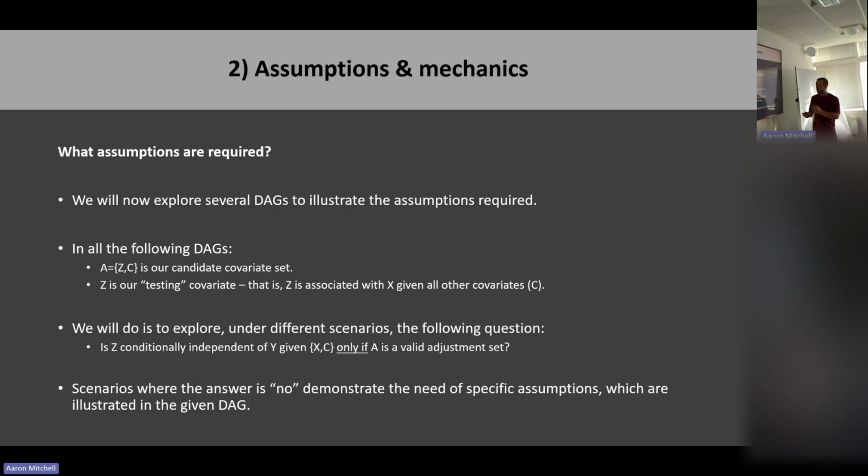So what we're going to do now is explore different scenarios and ask the following question. In those particular scenarios, is Z conditionally dependent on Y given X and C? So the same old thing that I have been talking about, only if A is a valid adjustment set. If the answer is no, then that means that we need to impose some assumptions. And the assumptions that we need are going to be illustrated in the DAGs that we are considering.